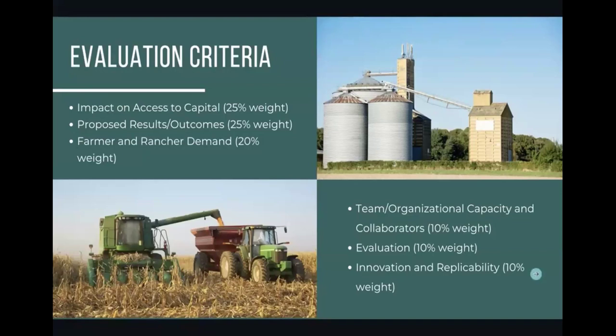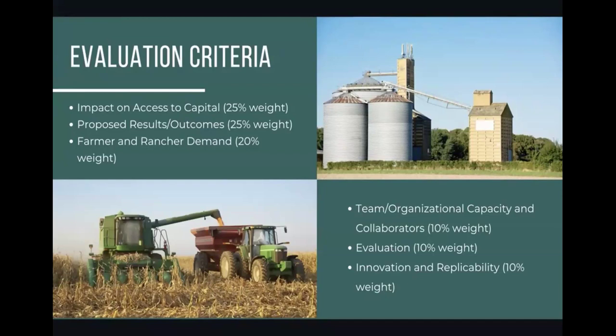So we have farmer and rancher demand, 20% weight. Please look at data and show us how this is needed and why this is needed. What is the demand in your area? What is the demand in your region? As I shared some of the projects earlier, we talked about Washington State. Some of the programs were harvesting seafood. So what's the demand of seafood in your region, if that's specific to you all? We had some projects harvesting pine nuts, and that was very detrimental food sovereignty programming to their communities.